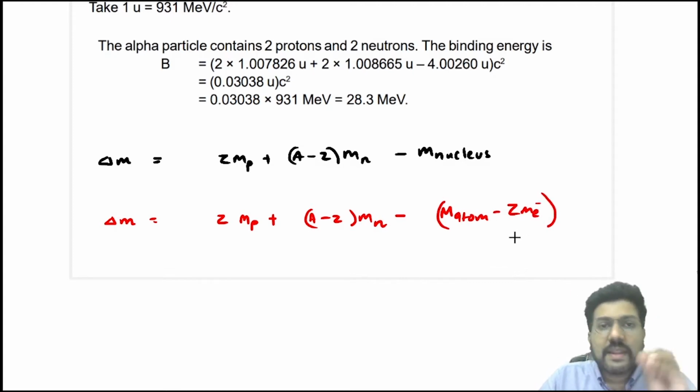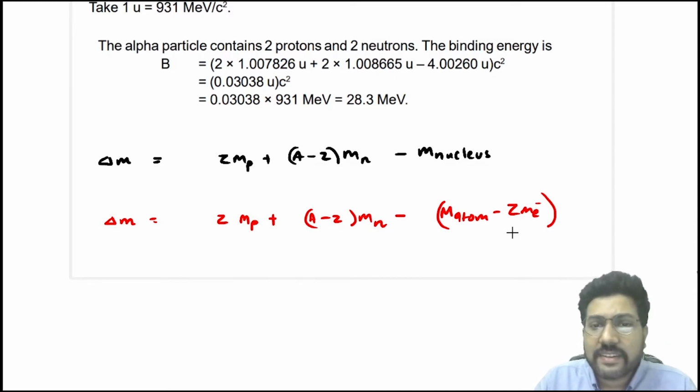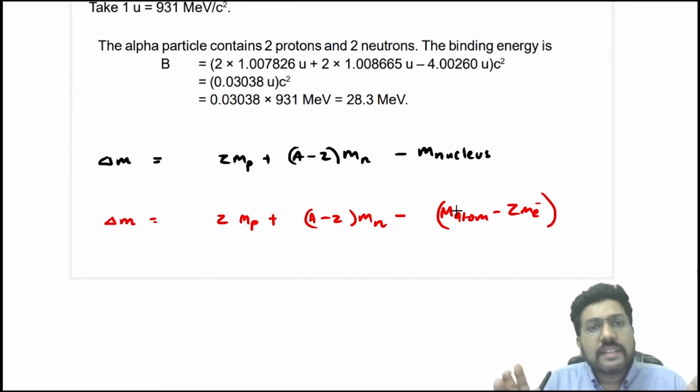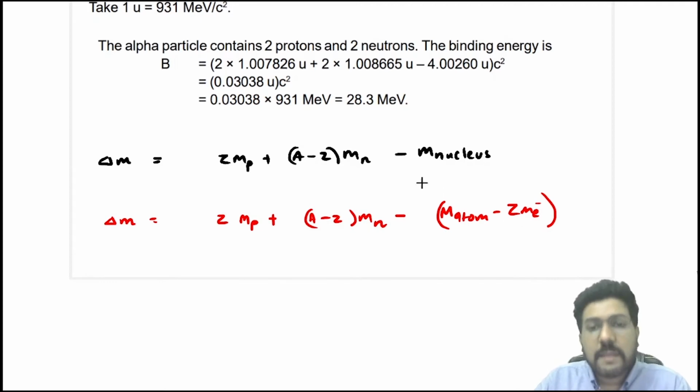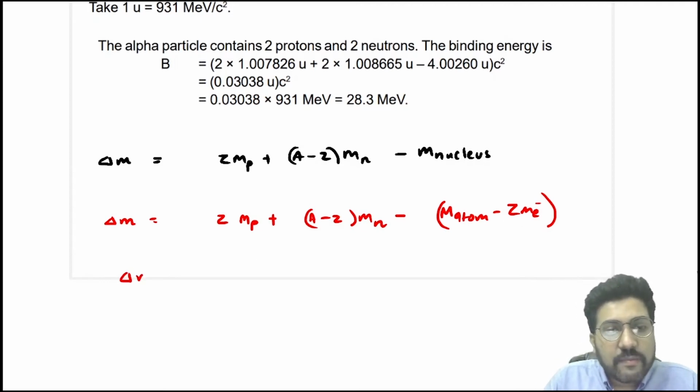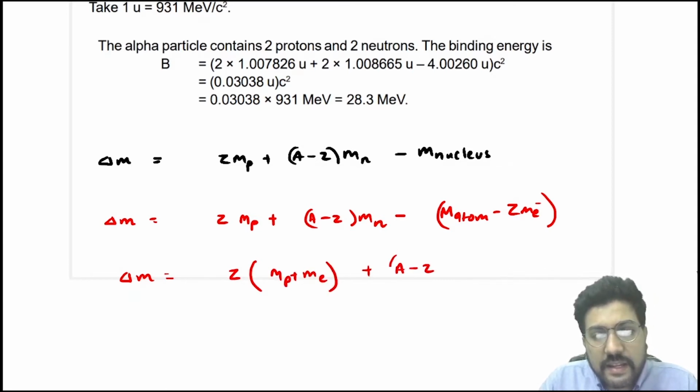Because if the atomic number is Z, it will have Z protons and Z electrons, because an atom as a whole is electrically neutral. So if it has Z electrons, then the mass of the nucleus will be the mass of atom minus the mass of electrons. Electrons are in total Z number, so the mass of nucleus is the mass of atom minus Z into the mass of one electron. So delta M will be equal to Z times (Mp plus Me) plus (A minus Z) into Mn minus the mass of atom.